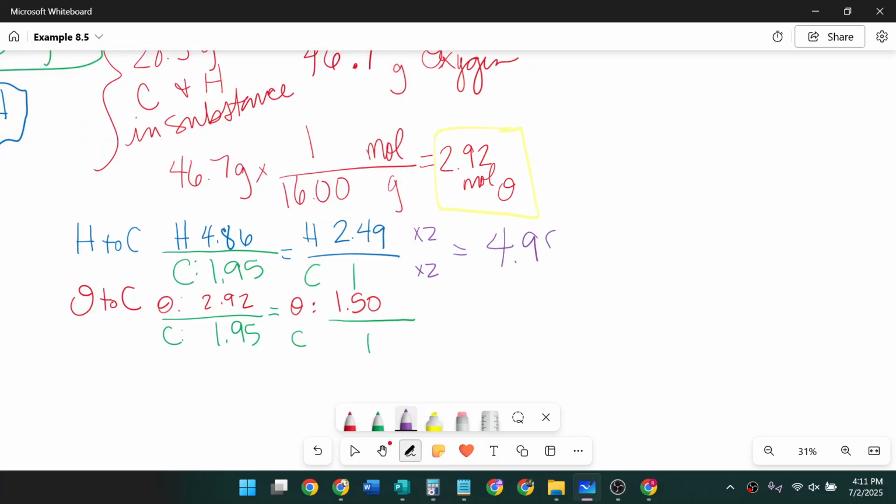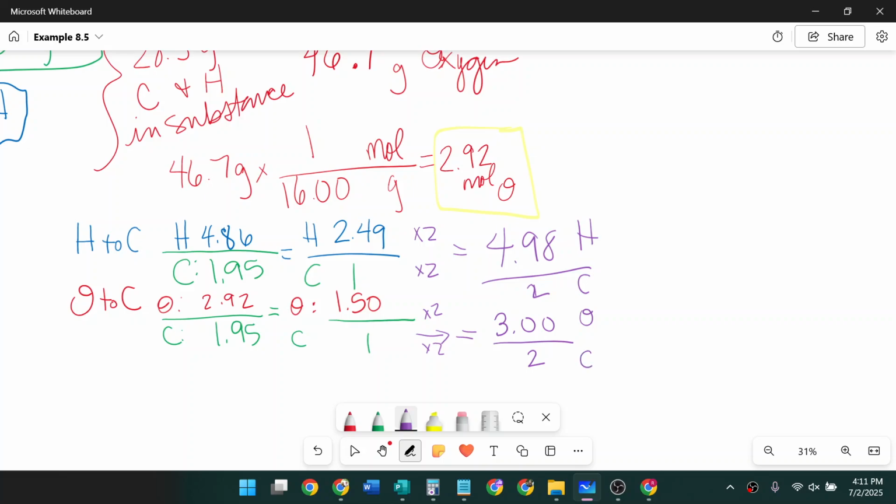So 4.98. That's how many hydrogen we have compared to 1 carbon. That's a lot more normal number. We can see that that's really close to 5, and so 5 is what that one's going to be. For this other one, we're going to do the same thing. We're going to multiply the top and the bottom by 2. Oh, shoot, sorry. That should have been a 2. So 1.50 becomes 3.00, and the bottom becomes a 2, and that's how many oxygen atoms we have compared to a carbon atom.